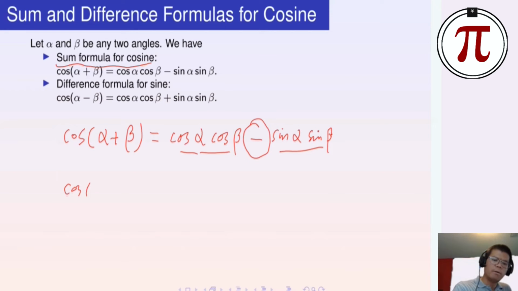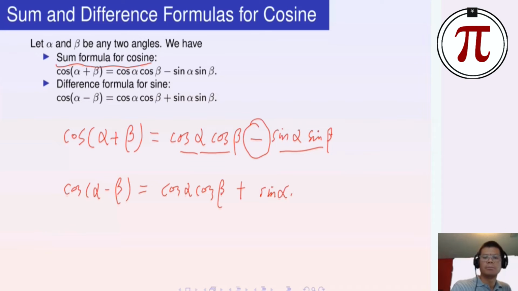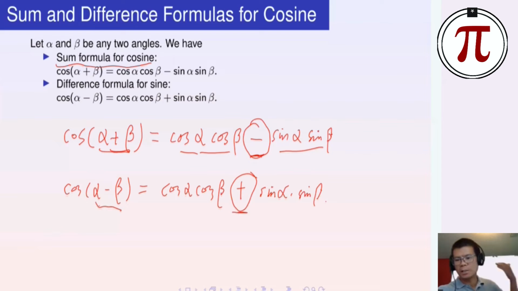Now for cosine alpha minus beta, instead it's going to be the summation: plus sine alpha times sine beta. So be careful of the sign. If this is the summation, alpha plus beta, then this is minus. If this is the difference, alpha minus beta, then this is plus. You just use the opposite sign, so be careful on that. Make sense?